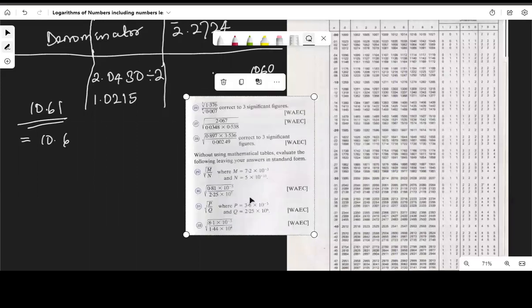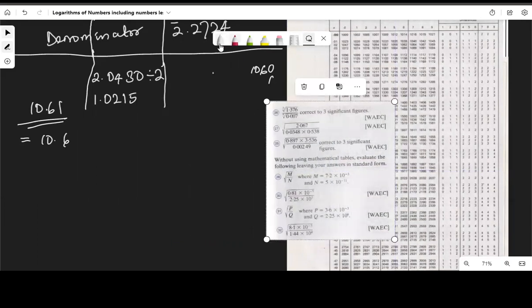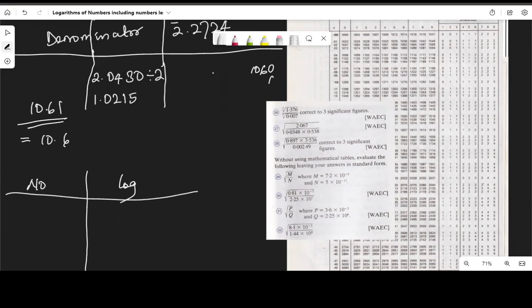The next question says the square root of 0.897 multiplied by 3.536 divided by 0.00249. Let's do that here, number and log. The first number we have there is 0.897. The characteristic here is bar 1.